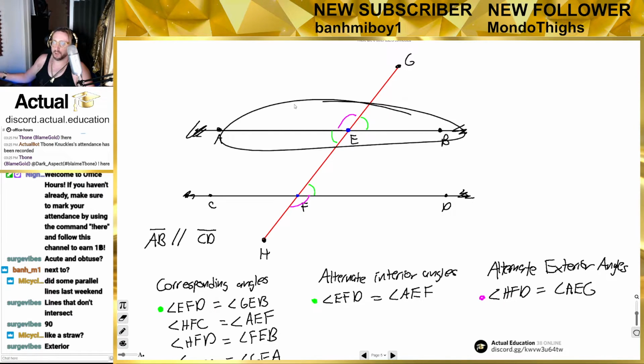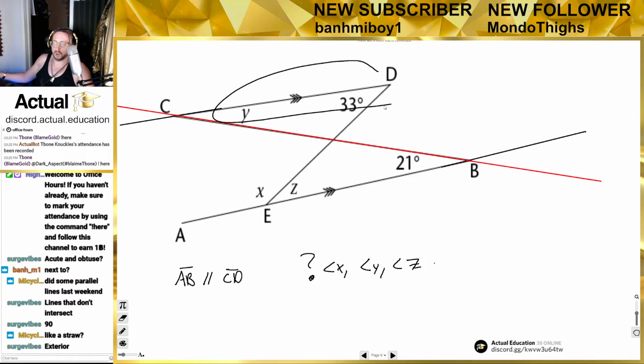See how this is two parallel lines, and we have a line cutting it in between? I just made the lines a little longer. You can always just make the lines a little longer. Sometimes this helps people out. Are those two angles the same?